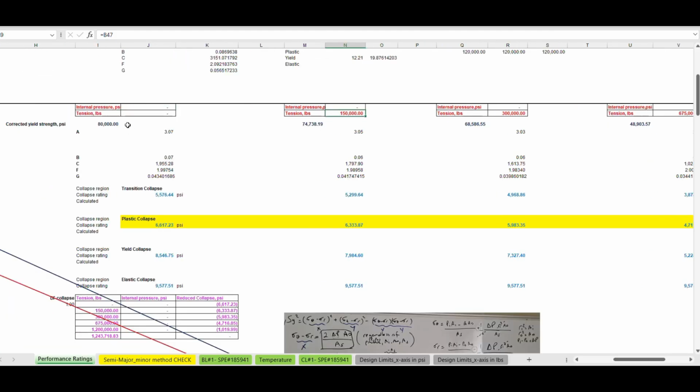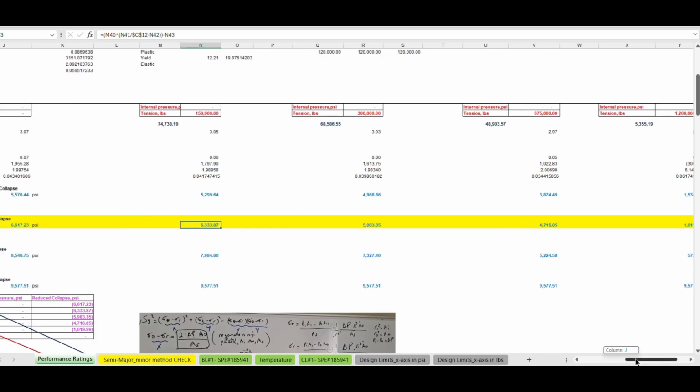So as you see, at every different tension, there's a calculated corrected yield strength. The yield strength doesn't reduce, but for the formula for the API collapse regime, it is recalculated, so that this new yield strength is fed into the new API collapse regime equations by calculating different constants, and then you come up with different uniaxial or API collapse pressures.